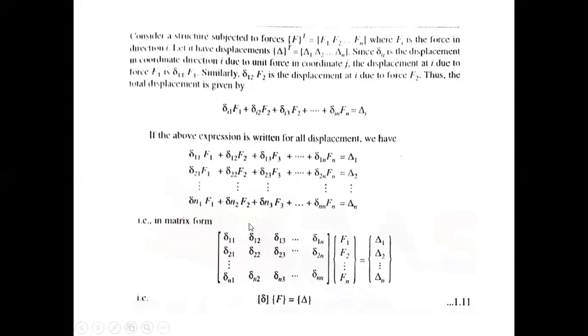Then again we'll break it into the two matrices. This is del 1 1, del 1 2, del 1 3, and this is f1, f2, fn, and this is delta 1, delta 2, and delta n. So we can simply write this as the del matrix, this as the force matrix, and this as the displacement matrix, that is the delta matrix. So this is basically the flexibility equation, and we have derived this flexibility equation.